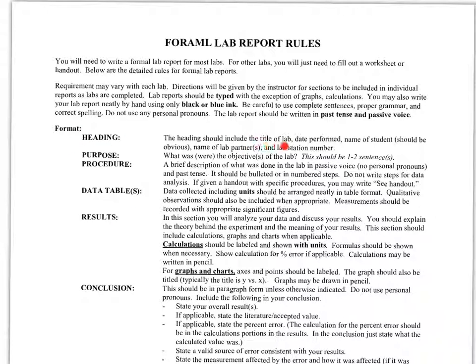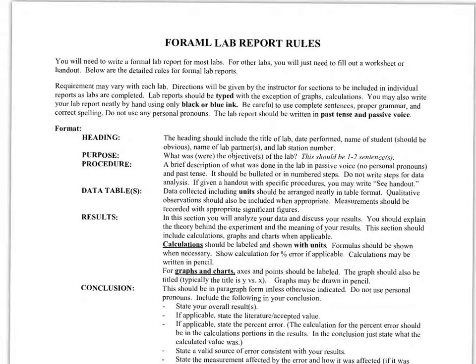The heading should include the title of the lab, the date the lab was performed, so not the date that the lab report is due, but the date that you actually went into the lab and did it, your name, your partner's name, if applicable, and your lab station number. Between your name and your lab partner's name, make sure that you distinguish between the two, so when I look at your lab report, I know who wrote it. It shouldn't be just two names. So maybe write partner and then write their name, so I know. And then the lab station number, that's the number on your cabinet.